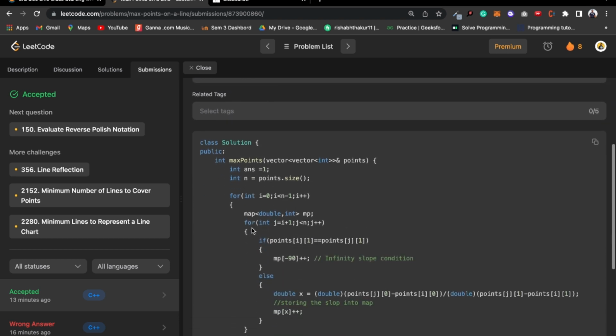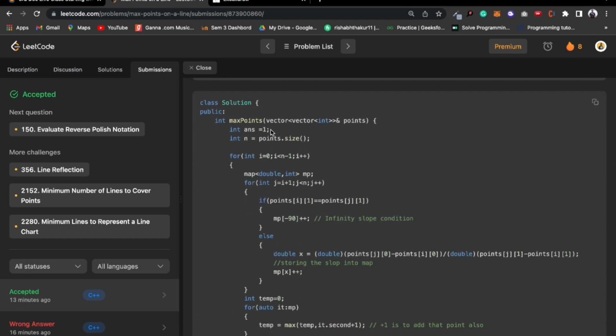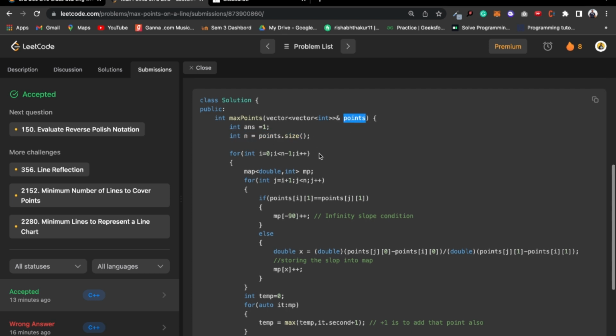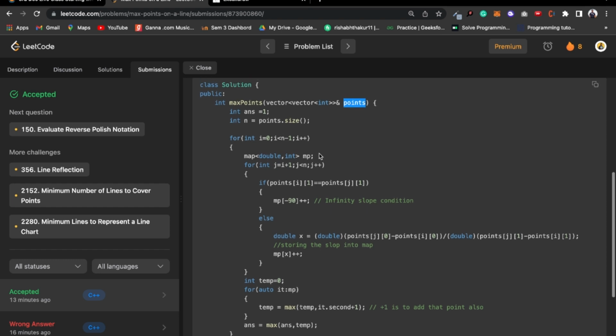First of all, here is the answer. So answer is equal to 1. Basically, there is 1 point, or we can draw a straight line from it. After that, I have calculated the size of the vector, basically this 2D points vector which is given. And after that, I've taken two loops. One loop starting from 0 to n minus 1, because we have to travel to one place before it so that we can calculate the next place.